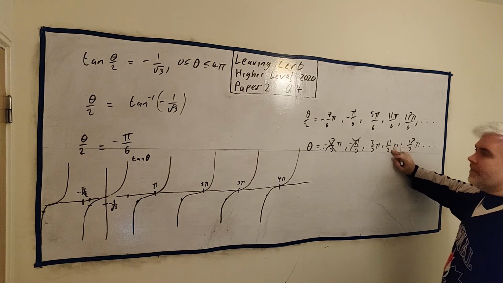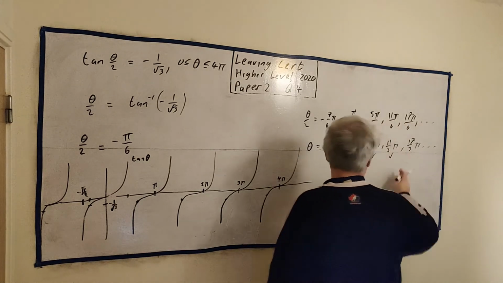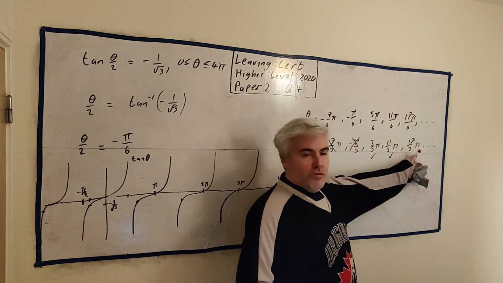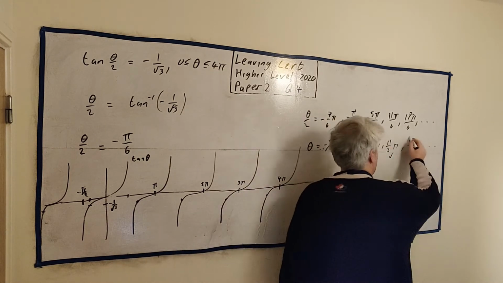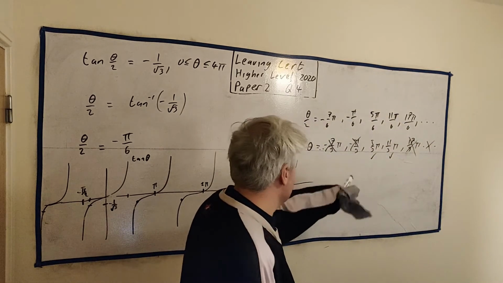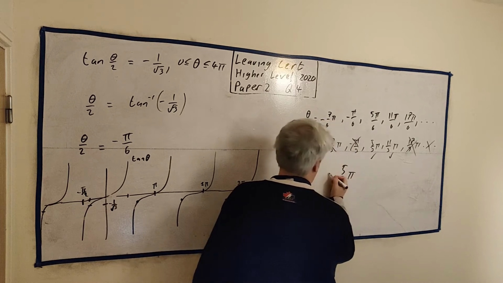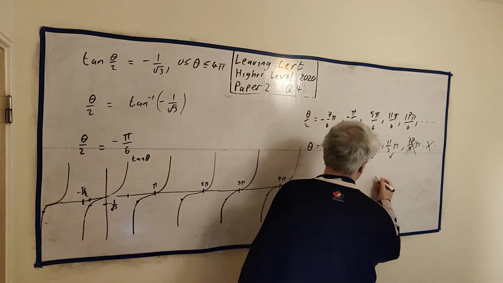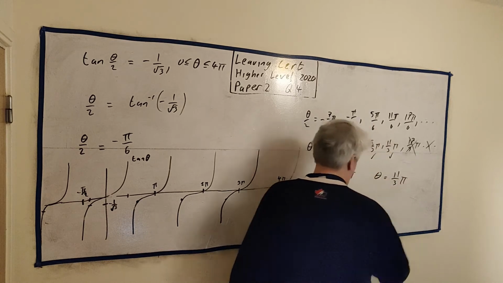So yes, this is good. This one's good. This one's good. Let's see. 3 goes into 17 5 and 2/3. 5 and 2/3 is bigger than 4. So no, this one's out. And so will every other one be down that line. So there are our 2 answers. Our 2 answers would be theta equals 5 over 3 pi, or theta equals 11 over 3 pi.